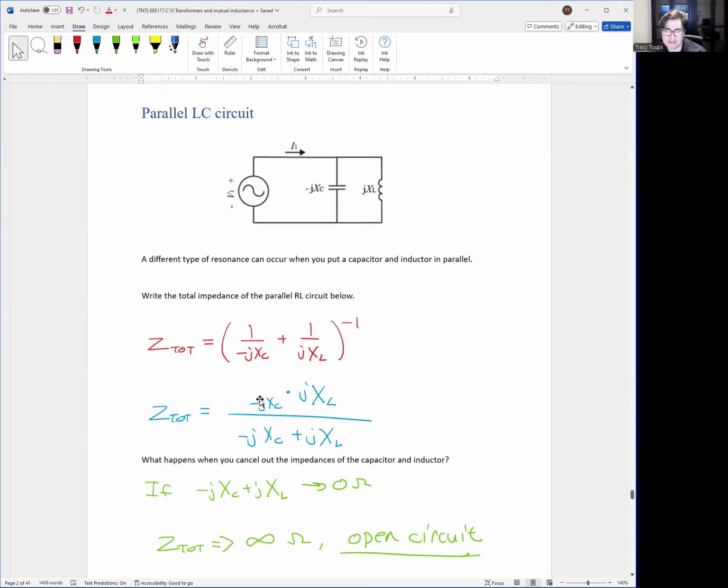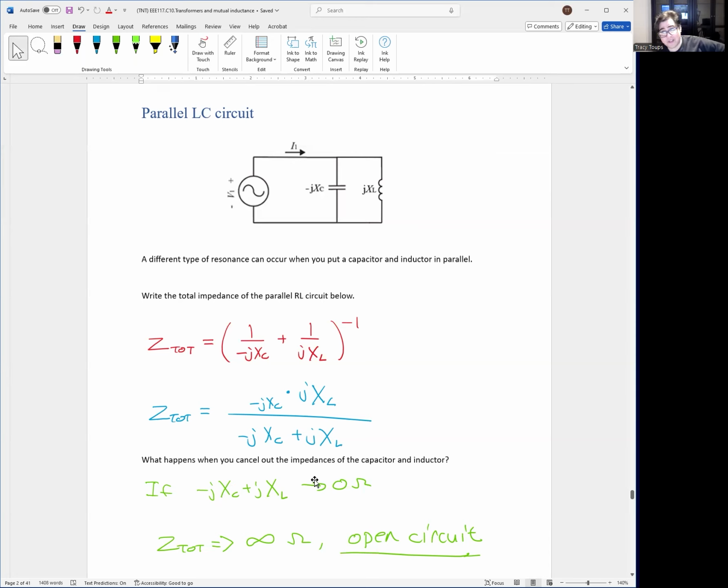So it's negative jXC times jXL divided by negative jXC plus jXL. The top is multiplied together, the bottom is added. Now, remember the whole point of a resonance is canceling impedances out. So what happens if I have XC equal to XL? If I take negative jXC plus jXL and put both XC and XL at 10 ohms each, they're going to cancel to 0 ohms.